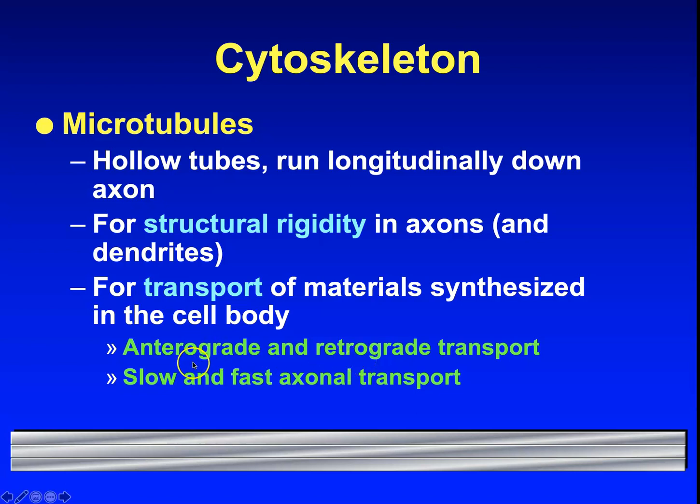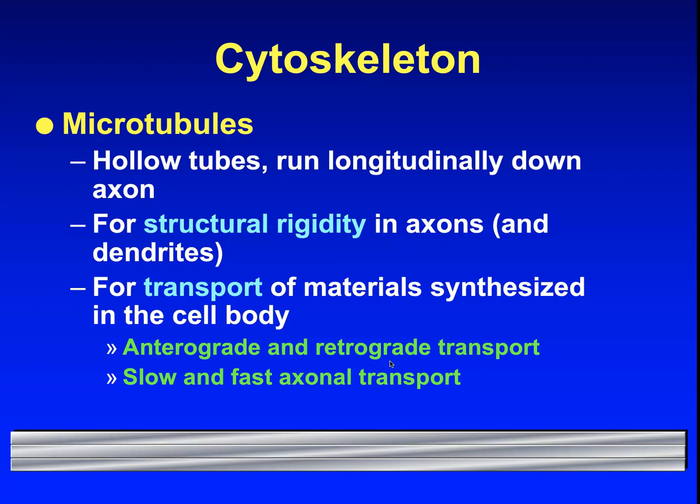So anterograde is going to go from the soma down to the axon terminal. So that might be like neurotransmitters. There are some neurotransmitters that are synthesized in the cell body, and you transport them down to the axon terminal. There's also retrograde transmission, and that goes the opposite way. That's going to go from the axon terminal back up to the cell body. And that's going to be stuff that you need to break down. Stuff that needs to be degraded from the axon. And it also is going to give signals to the cell body about metabolic needs.